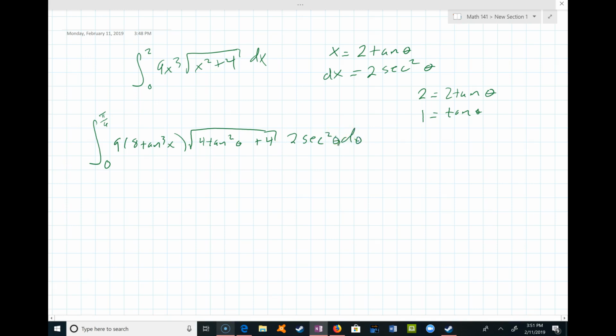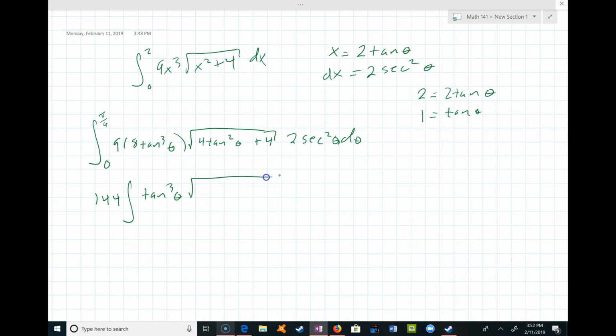Okay? Now we'll try to clean this up a little bit. 9 times 8 is 72. I'll take that outside. Oh, and then another 2, that'd be 72, 144. So I'll do 144 out here. And that would be tangent cubed theta. And then this is going to be the square root of 4 times secant squared theta times secant squared theta d theta.